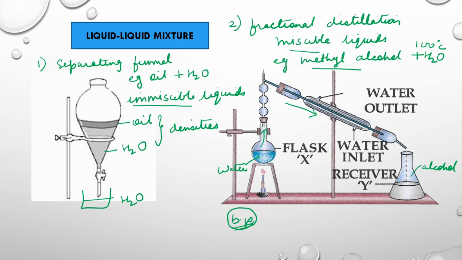So in liquid mixtures, two methods are there only. First is the separating funnel, example is oil and water, and second method is fractional distillation. We have the example of methyl alcohol and water.